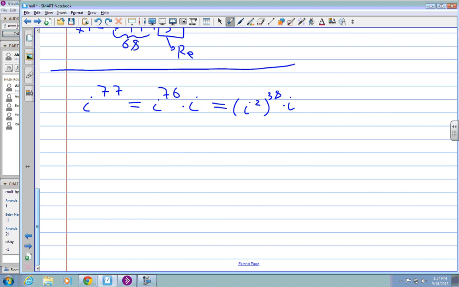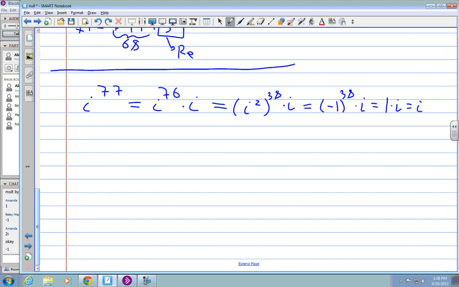So you see what I did? I rewrote i to the 76 as i squared raised to whatever's left. The reason I'm doing that is because I know how to compute i squared. i squared is the easy one. What is i squared? Negative 1. So you end up with negative 1 raised to the power 38. Well, what is negative 1 raised to an even power? Positive 1. So it's just 1 times i, so that's i.